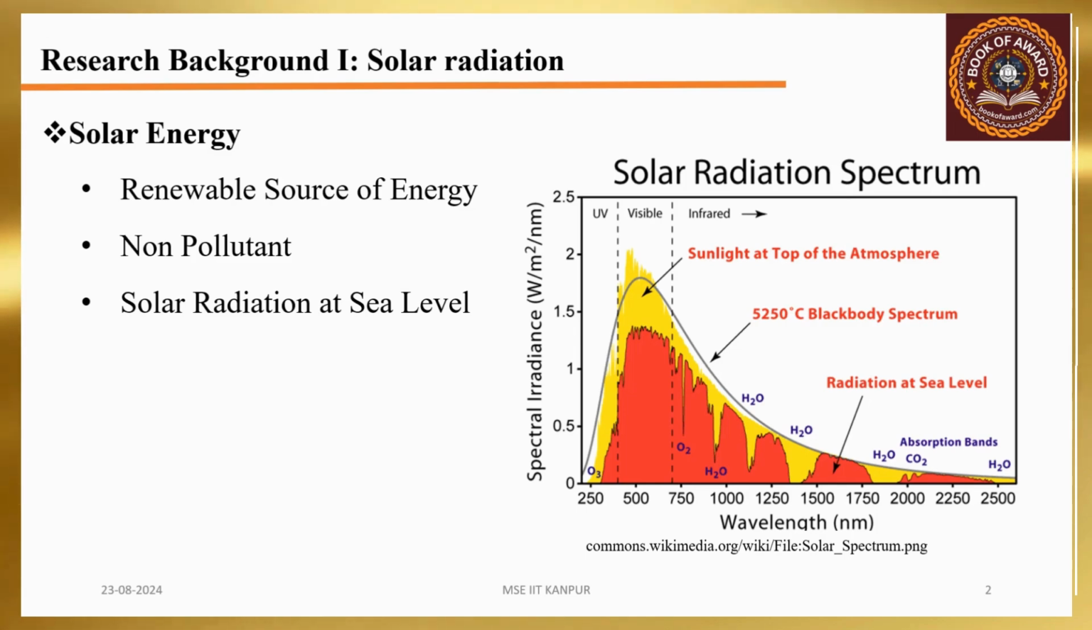Mainly, solar radiation at sea level is divided into three parts: UV region, visible region and infrared region. The UV region is found between 295 nanometer to 400 nanometer. The visible region is found between 400 nanometer to 700 nanometer, and beyond 700 nanometer the infrared region of solar radiation is found at sea level.